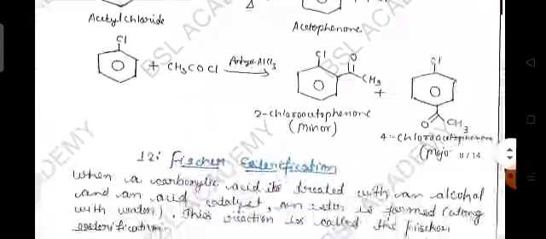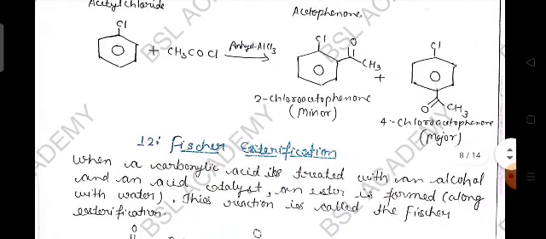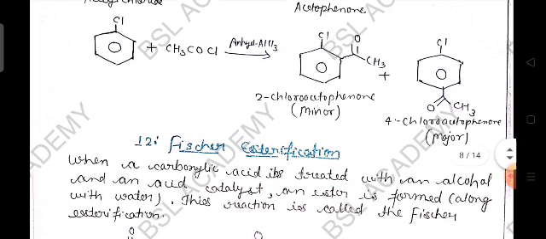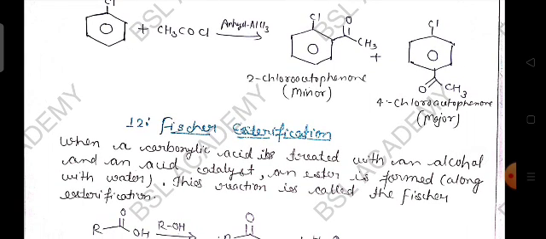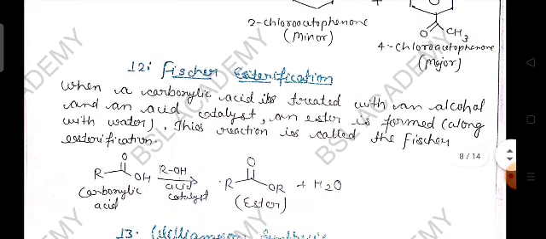Now next, one more example is given here. Chlorobenzene again treated with these reagents changed into the 2-chloroacetophenone, which is your minor product, and para is the major product. So ortho minor and para major.